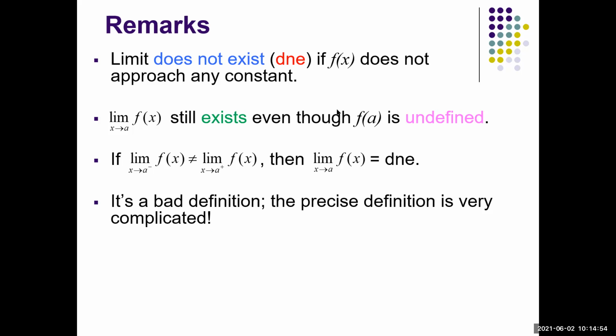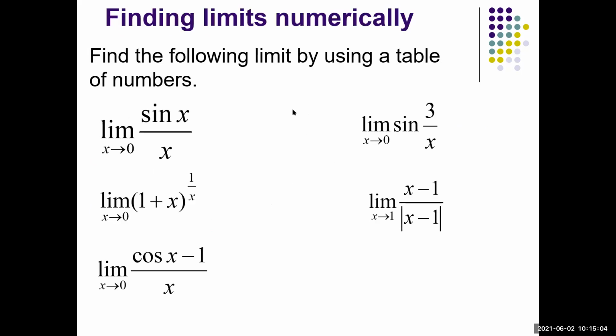The precise definition is actually very complicated, and I did not cover these sections. If you read the book, it's actually in these sections, right? Now here are some examples that you can try using your calculator. You should have a graphing calculator. Try to construct the table that we did on both sides and see where it's approaching. I'll give you the answers as you do this on your own.